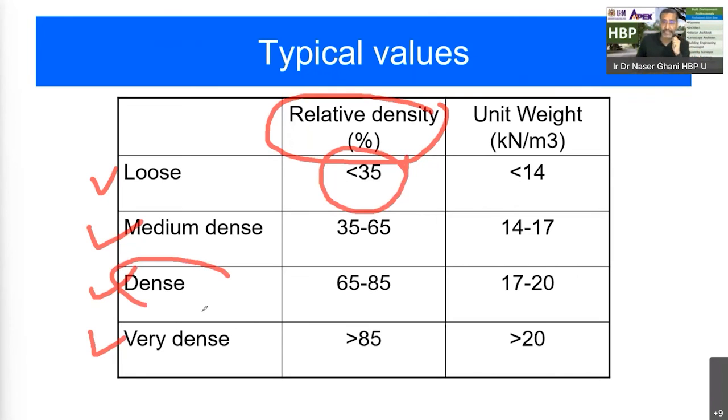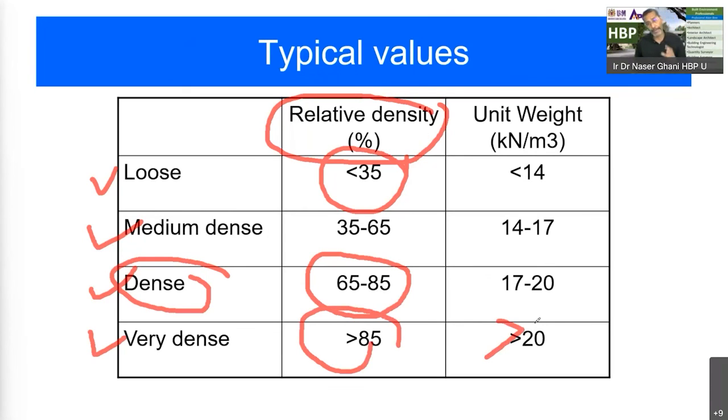But if it's dense, the relative density should be between 65 to 85. And it can be considered very dense if it's more than 85, and the unit weight is more than 20, and the bearing capacity should be very strong to support load. So that is another indicator of the condition of soil on site if you need to do the assessment of existing soil.